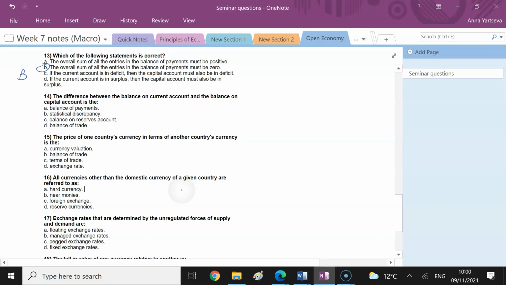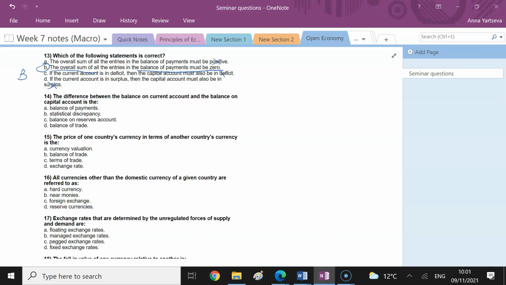The overall sum of entries in the balance of payments must be zero, not positive, not deficit, not surplus. It must be zero. Balance of payments must balance. So the sum of all accounts must be zero, which implies that if we have a surplus in one account, it will be compensated by a deficit, a negative entry, in another account, and the other way around.